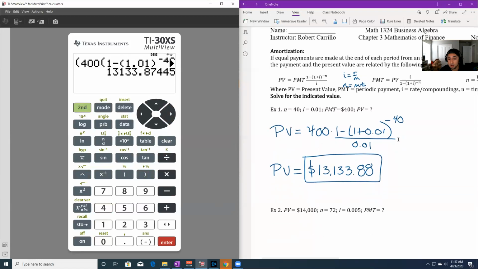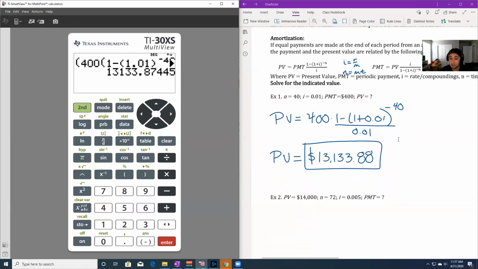All right, example 2. This one says present value is 14,000, N is 72, I is 0.005. What is the payment? So this means we'll be using the second formula from above. Okay, so set it up, and we get payment is equal to the present value of 14,000 times I, which is 0.005, over 1 minus 1 plus 0.005 raised to the negative 72.